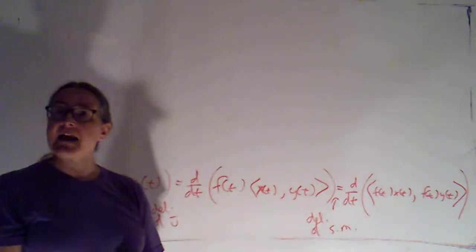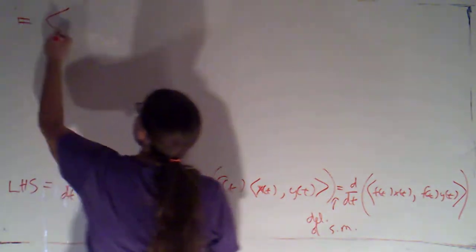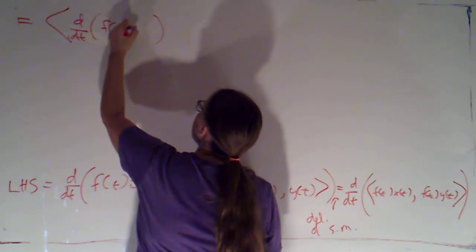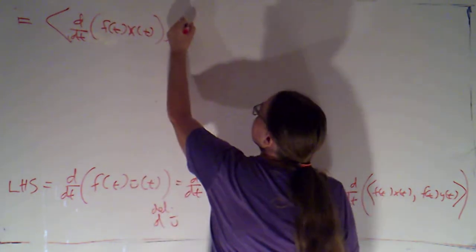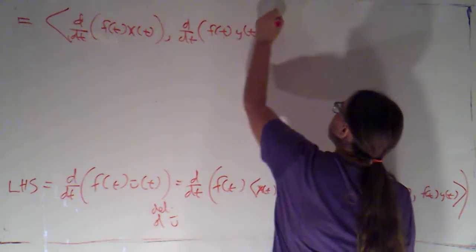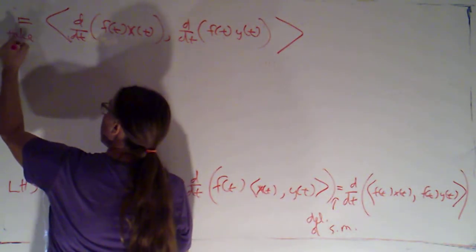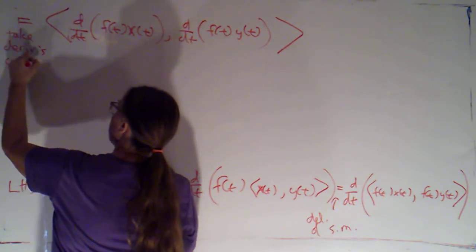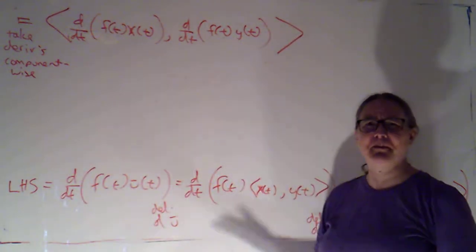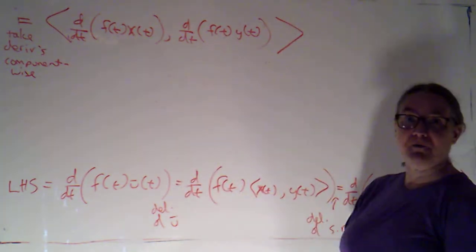Now, how do I take that derivative? Component-wise. So I can say this is the derivative of f of t x of t, comma, the derivative of f of t y of t. Why is that? Because we take derivatives component-wise. That was actually theorem 2, but I don't expect you to remember the theorem numbers. I expect you to remember what they say. And what that one says is that we calculate derivatives component-wise.